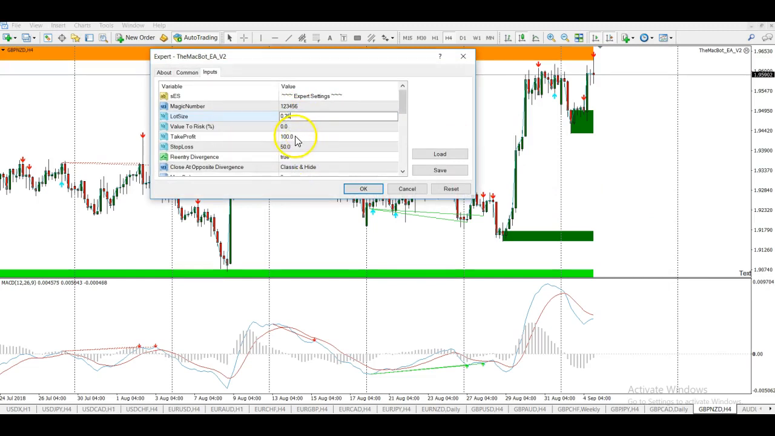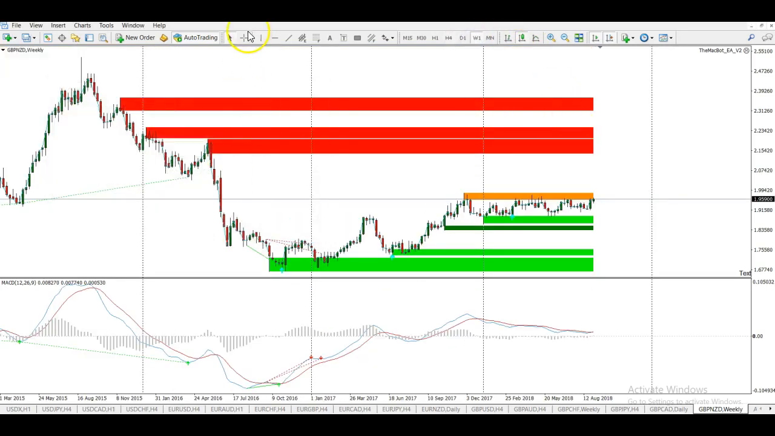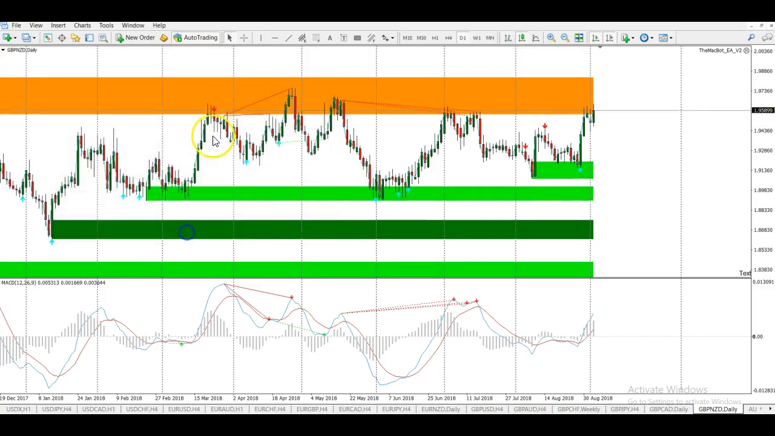2.5. My stop loss, I'm going to measure it first. Let's look at the daily. Measure this zone here. Huge daily there, 300 pips. Possible target down there. So 260 pips. This is going to be a big trade.